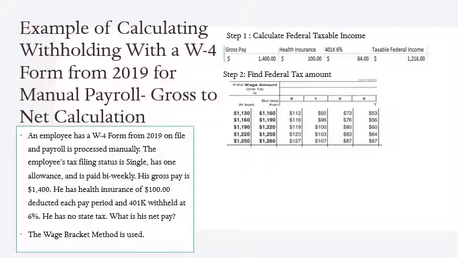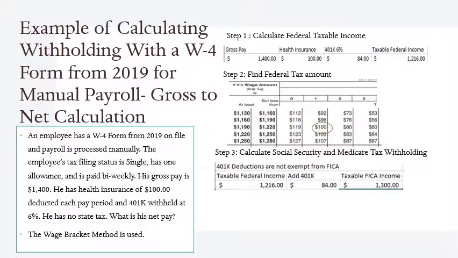And so we can go ahead and look up his salary range. His taxable federal income is $1,216, and that puts him right in this range, at least $1,190 but less than $1,220, which yields a federal tax withholding of $100 based on his one allowance. So now we can calculate his Social Security and Medicare tax withholding.